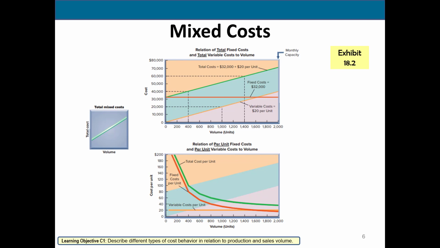The total cost line in the top graph starts at the vertical axis at the $32,000 fixed cost point. So at the 0 volume level, total cost equals the fixed cost. As the volume increases, the total cost line increases at an amount equal to the variable cost per unit. This total cost line is a mixed cost. So we're going to look at how to separate the mixed cost into the variable and fixed portions.